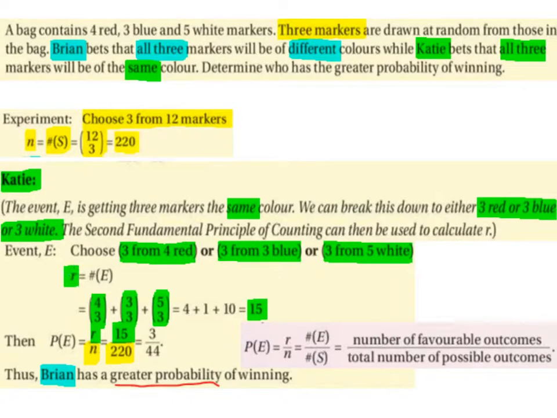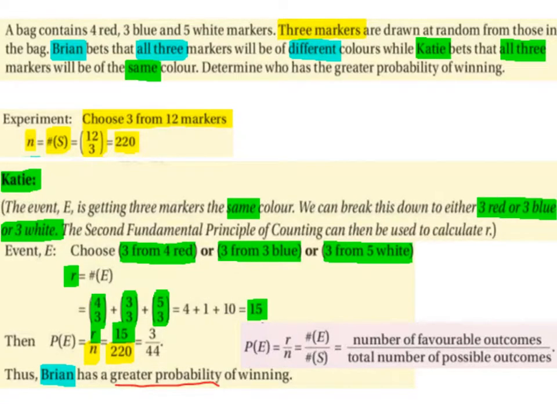So OR equals the cardinal number of elements of E, so the amount of favourable outcomes. So we have 4 choose 3, plus 3 choose 3, plus 5 choose 3. That gives us 4 plus 1 plus 10, which is 15.